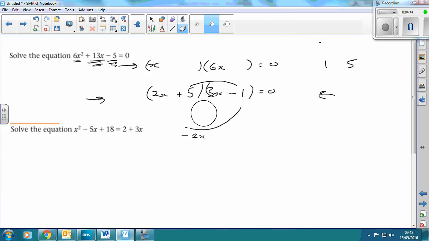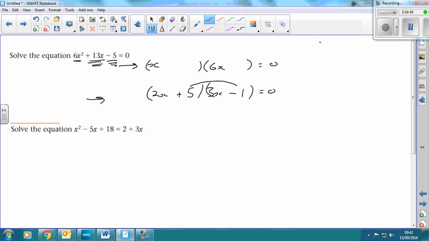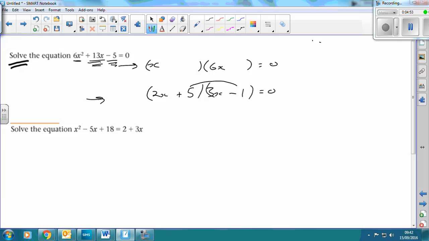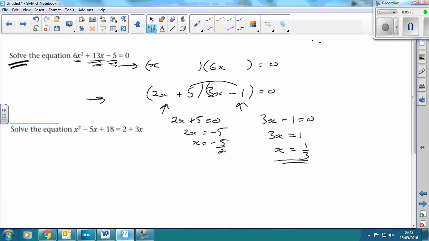So now that we've factorized it, what we need to do is solve it. In each of these questions, it's saying solve. So what we've got to do is set this first bracket equal to 0, so 2x plus 5 equals 0. So 2x equals minus 5, x equals minus 5 over 2. Again, once you get used to it, you should be able to do that quite quickly. Similarly with this one, we set 3x minus 1 equal to 0, 3x equals 1, x equals 1/3. So these are our two solutions.